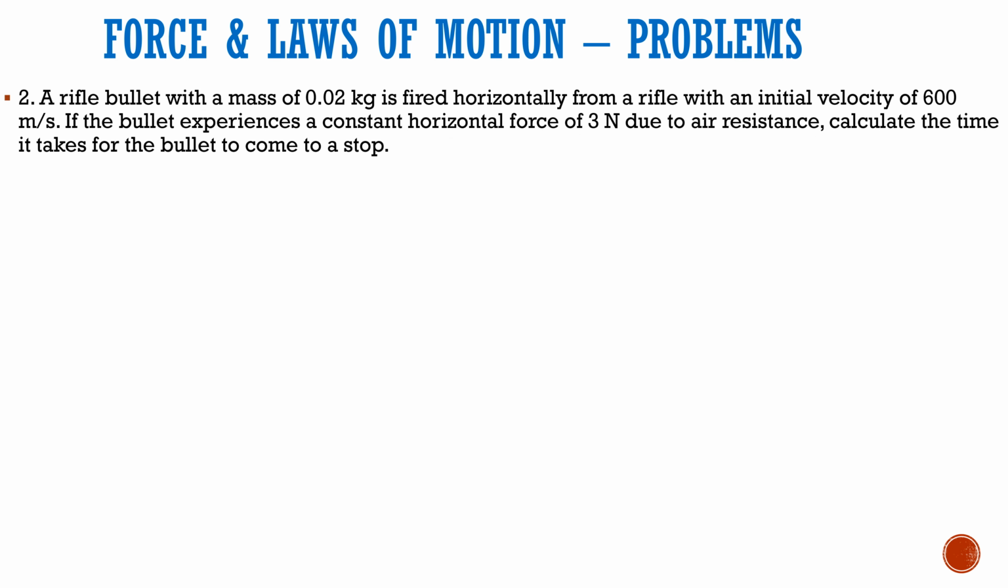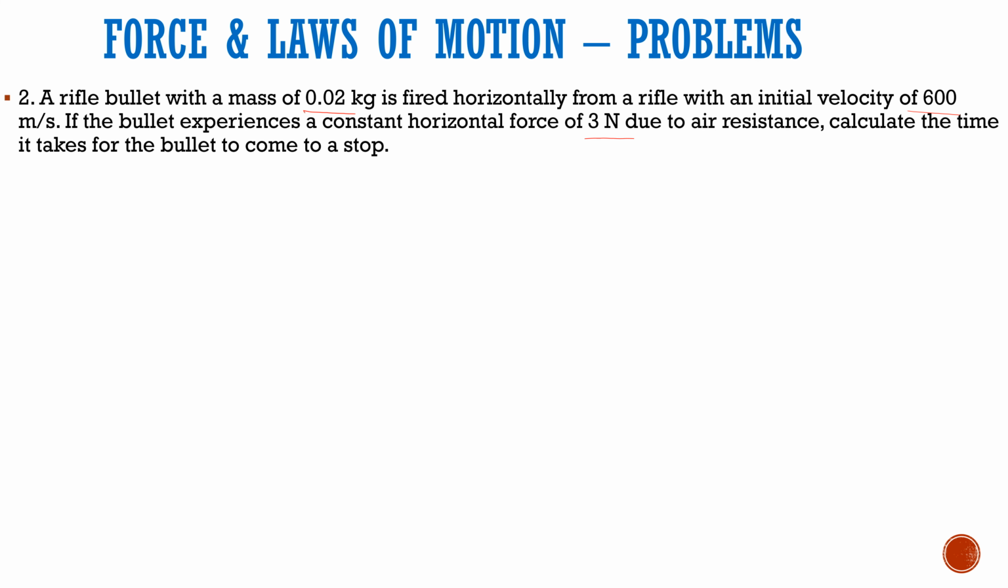So let's look at the second problem, which says that a bullet of mass 0.02 kg is fired horizontally with a rifle with initial velocity of 600 meter per second. Fine. And then the bullet is experiencing a horizontal force of 3 Newton due to air resistance. So this is a resistance force, that's in the negative, opposite direction to the motion of the bullet. So we need to find out the time it takes for the bullet to stop.